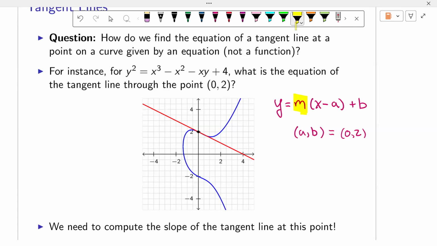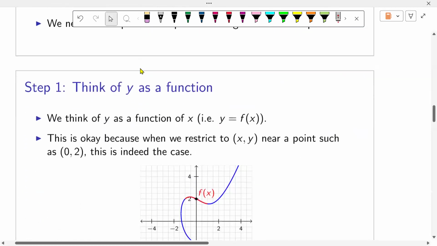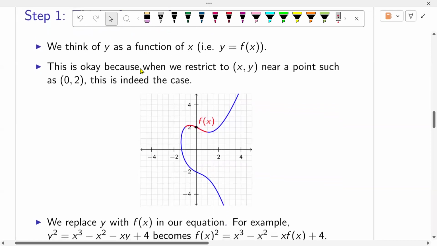The problem for us is we have to figure out what the slope is. And the only way we know right now to figure out the slope of a tangent line is to have a function, take its derivative and evaluate the derivative. But this thing is not a function. So what do you do? Well, I will tell you what we do. We pretend it's a function. We're going to pretend it's a function, sort of.